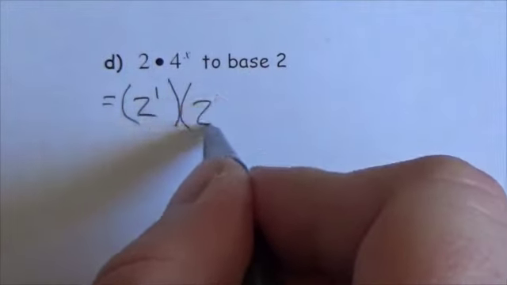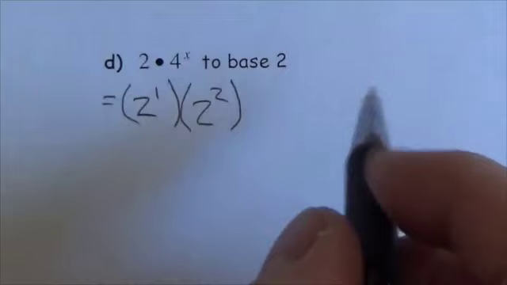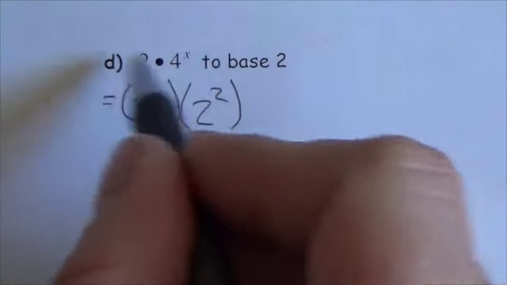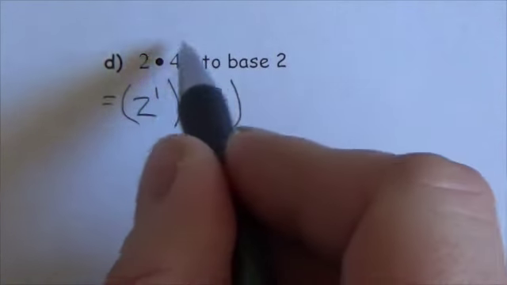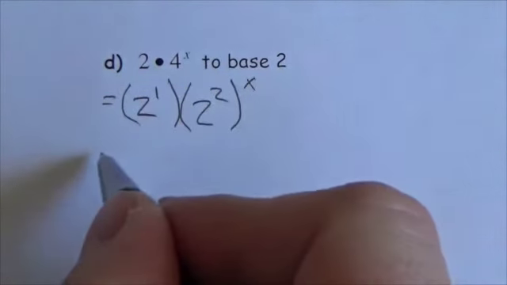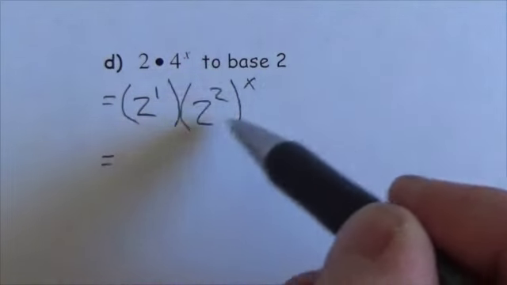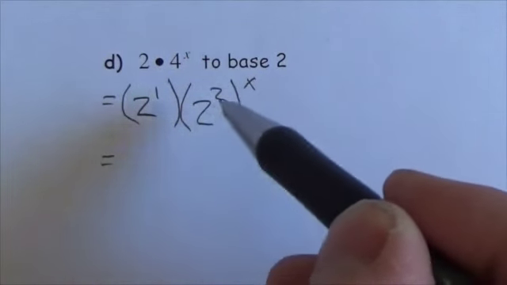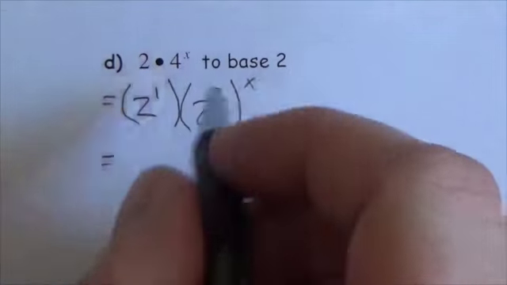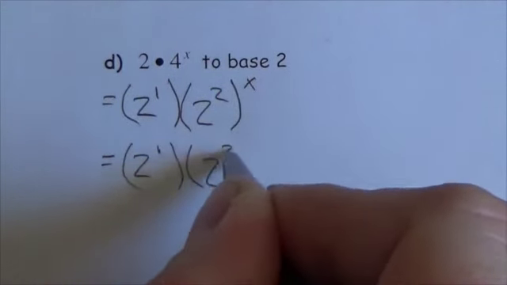4 is going to be the same as 2 squared, and I don't think that comes as a surprise to anybody. You've been doing that one for a long time here. I haven't done anything. It's still the same base here, except that this is 4 to the x, so I have to make this 4 to the x. Now, before I can deal with the multiplication, like I said before, I have to deal with the exponent here. So 2 squared to the x. I got to multiply those exponents together. So this becomes 2 to the 2x.